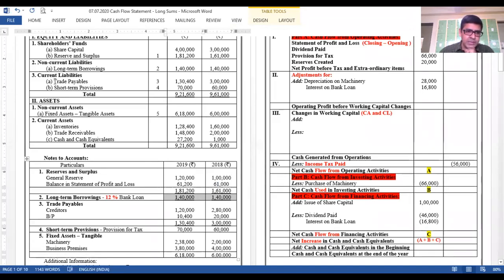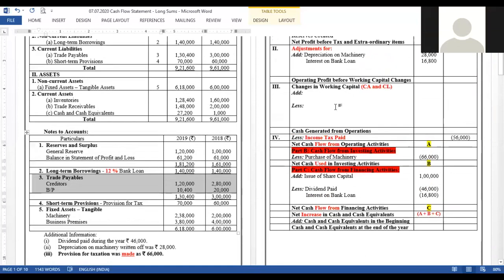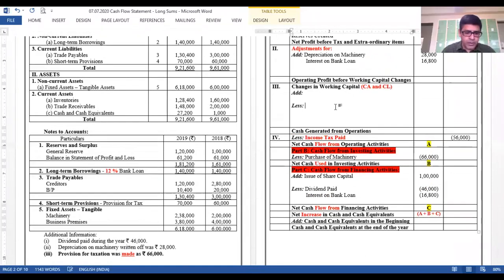Okay, current liabilities, trade payables, note number 3. Let us go to note number 3. Trade payables, we can see both creditors and bills payable, both amounts are given. 2 lakh 80 to 1 lakh 20 is the creditors. Creditors have reduced, liability reduces. When liability reduces, that means we have paid creditors. It is outflow. So in working capital, I'll be showing it as outflow, creditors, right? Okay. And amount 280 to 120, that's 160,000.